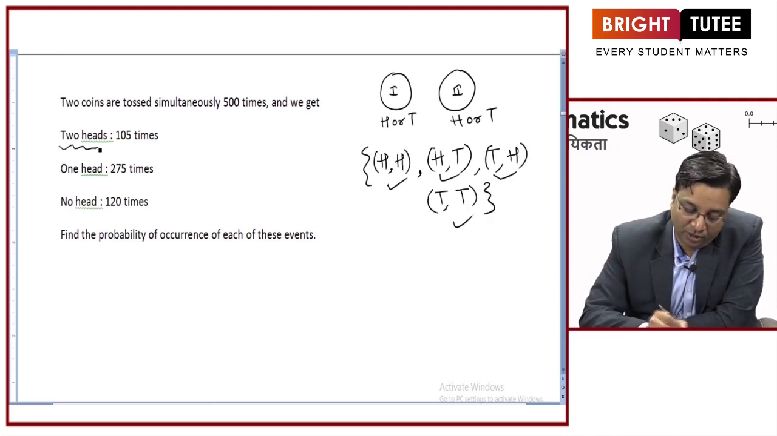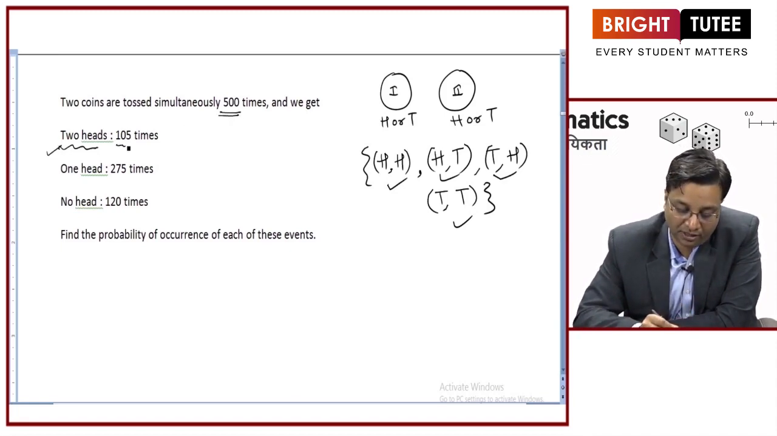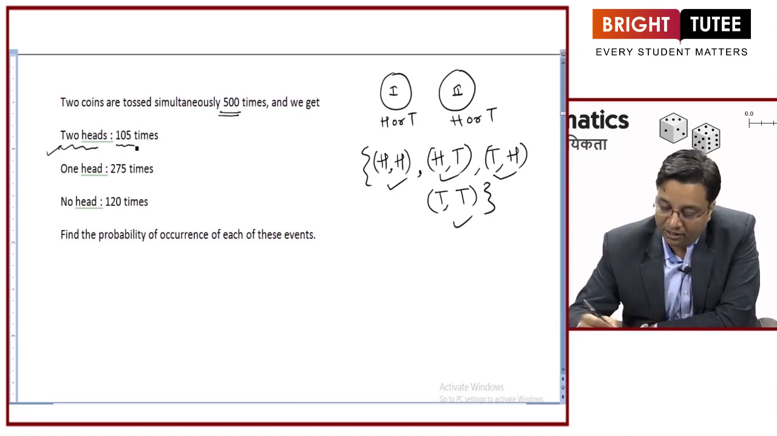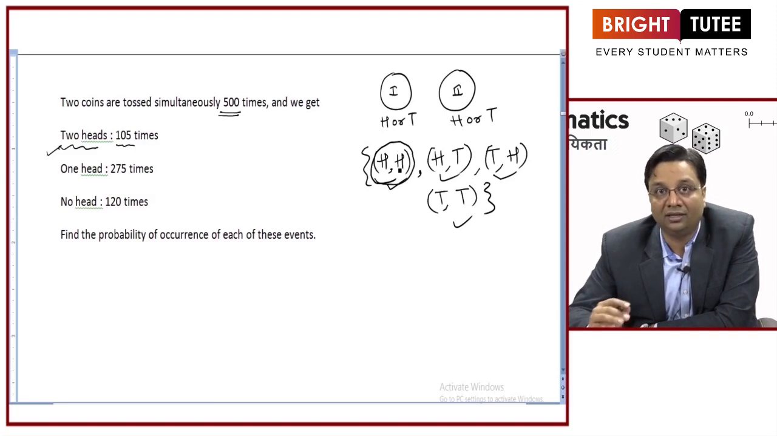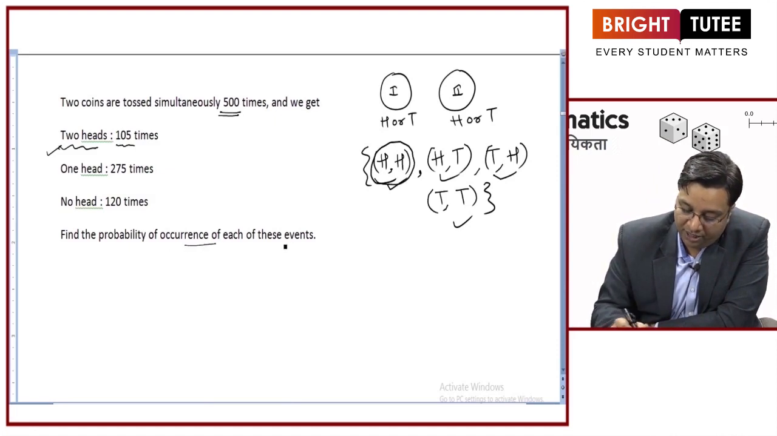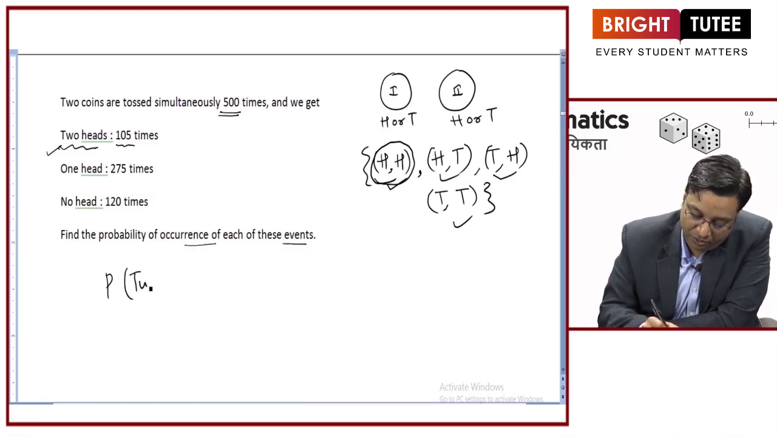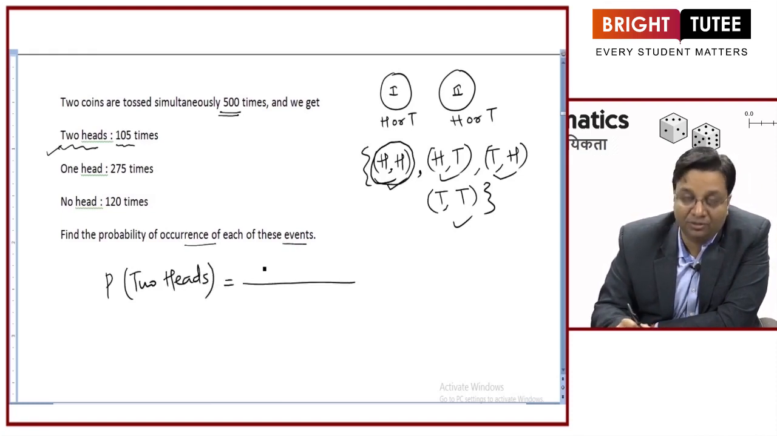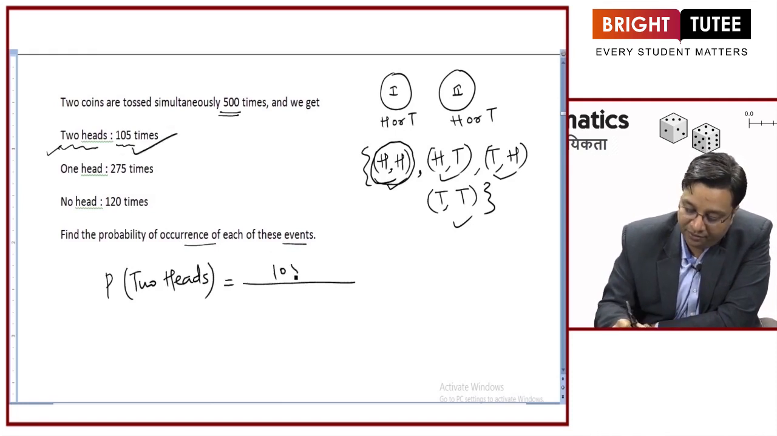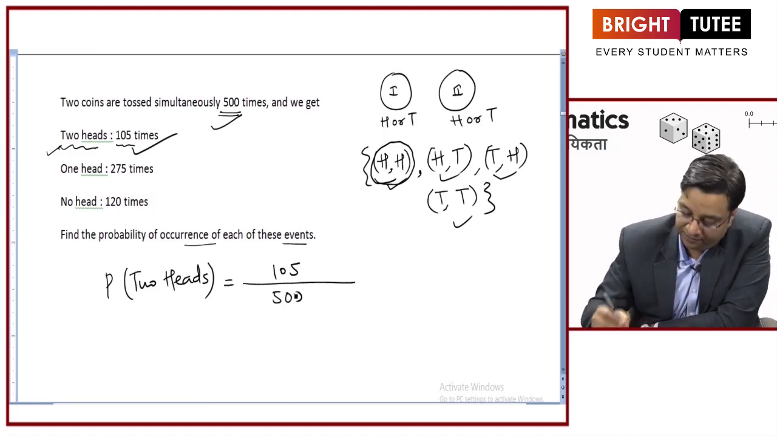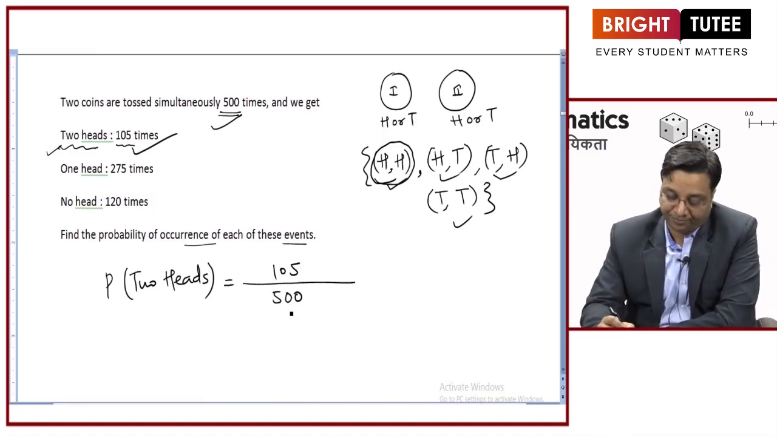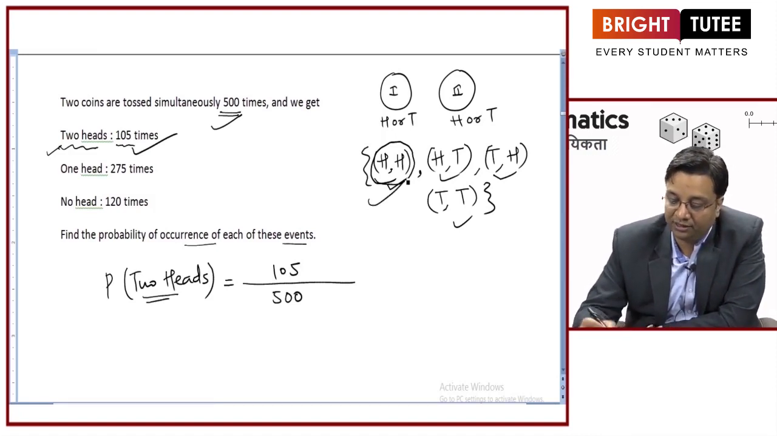Now two heads, out of 500 times we get two heads 105 times. So this event occurs 105 times, okay? So what is the probability of this event? Probability of two heads is equal to number of times the event occurred, that is 105, and total number of times the experiment was performed will be in the denominator. So this is the probability of 2 heads coming on top, that is this event.